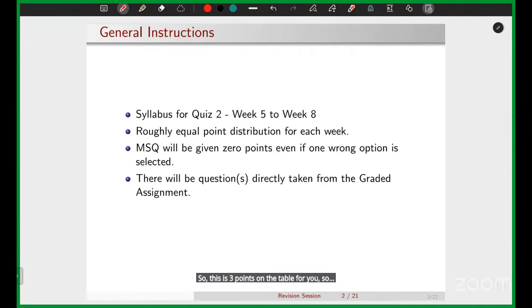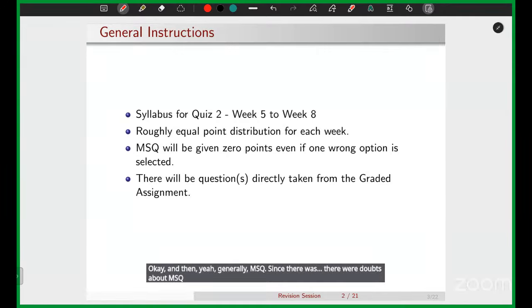And then, generally, MSQ things. There were doubts about MSQ earlier, so I'll clarify once again that if even one wrong option is marked, then you'll get 0 points. Otherwise, there is partial credit for MSQ.